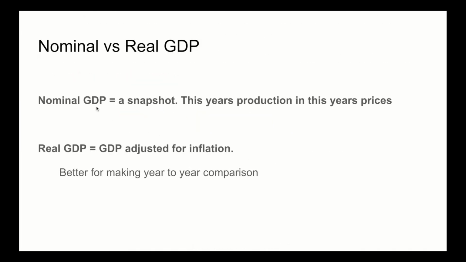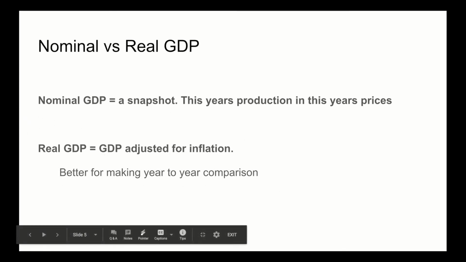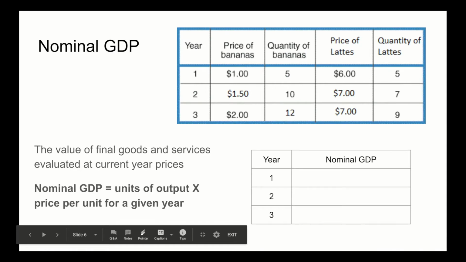All right, so again, nominal GDP is like a snapshot. It's this year's production in this year's prices. Real GDP is this year's production, but it's adjusted for inflation. Real GDP is better for making a year-to-year comparison. It's just better for that.